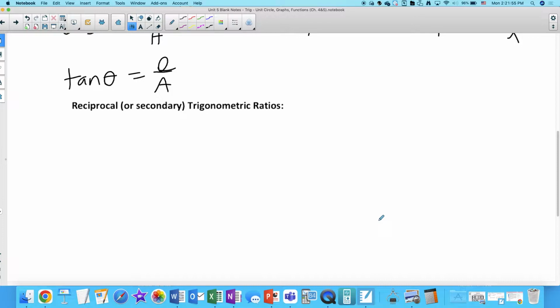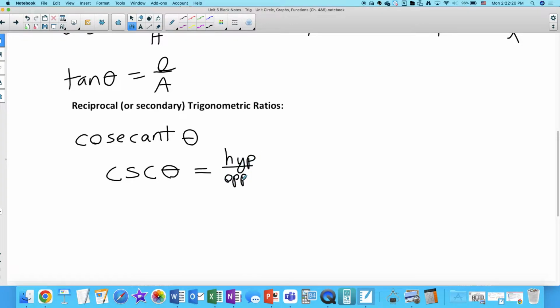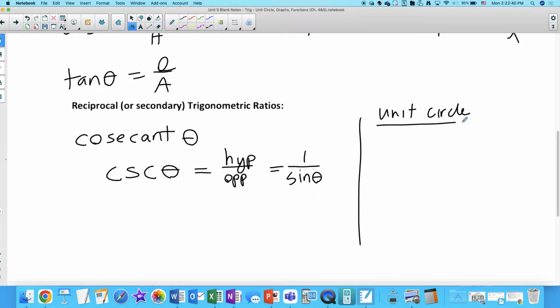The 3 trig ratios are cosecant. Now we write this as CSC for short, and this is equal to the hypotenuse over the opposite. It's the reciprocal of the sine ratio. So when we think about it, usually, we think about 1 over sine theta. Okay. Now in terms of the unit circle, the cosecant of theta is 1 over y, because sine theta is y. So the reciprocal of that will be 1 over y. Okay? All right, so that's the first one.